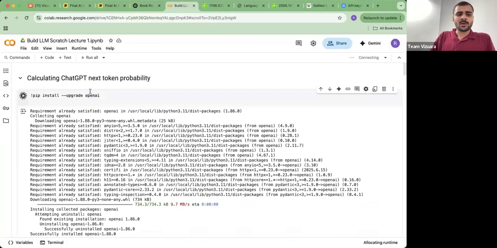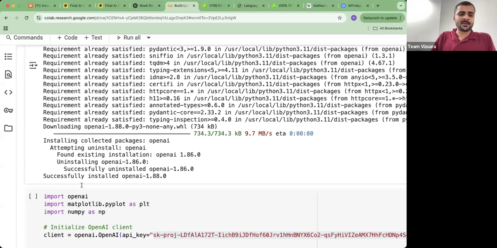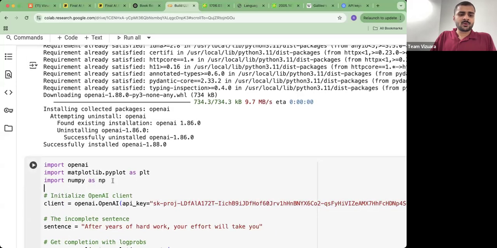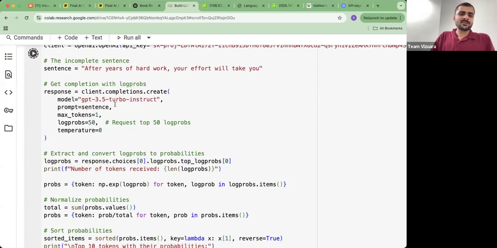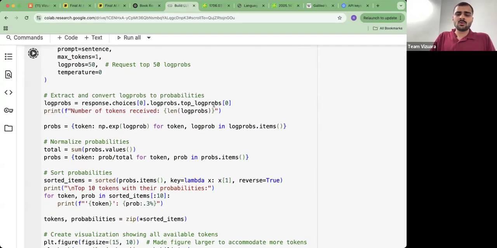What I'm going to demonstrate right now is that you just install this OpenAI package. Then we are going to see the probabilities of the next tokens which are predicted. The input sentence which we are going to have is "after years of hard work, your effort will take you," and then we are going to predict the next token. Let me just share this code file with all of you right now.